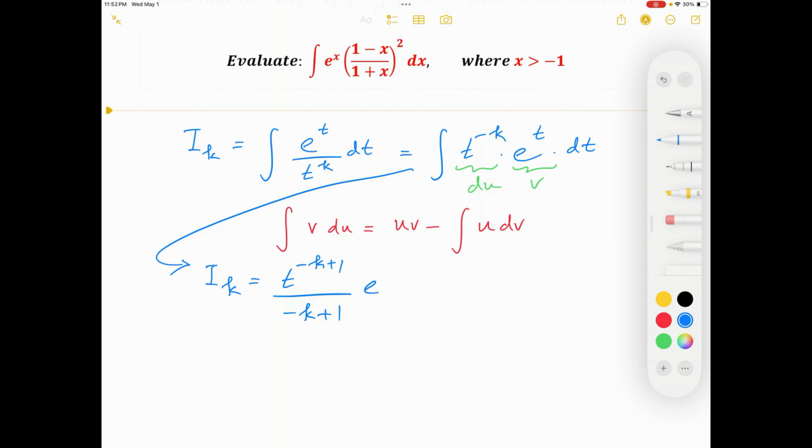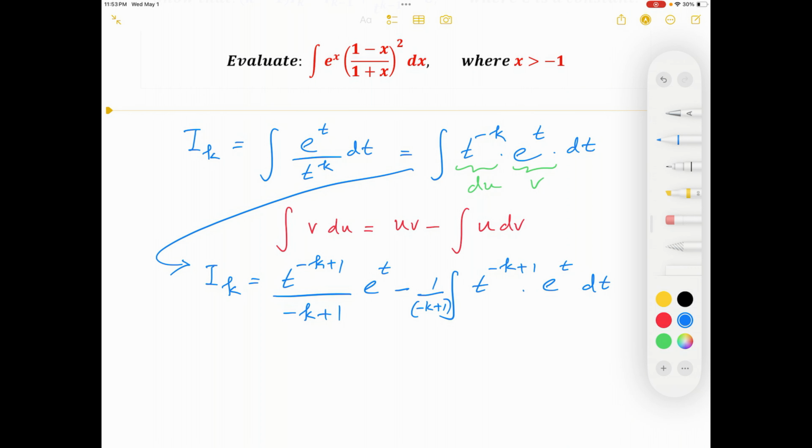v is equal to e raised to the t and then minus integral u times dv. Once again, du is equal to t raised to the negative k. Therefore, u will be equal to t raised to the negative k plus 1 divided by negative k plus 1. Since negative k plus 1 is a constant, I'm going to write it outside of the integral sign as 1 over negative k plus 1. That times v equals e to the t. I need dv. I need to differentiate e to the t. When I do so, it will become just e to the t dt.